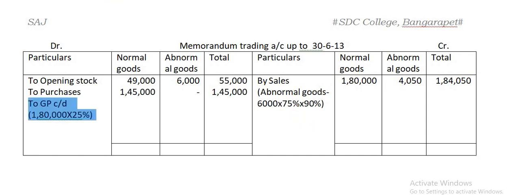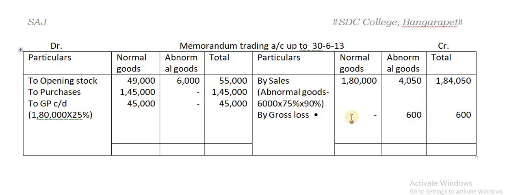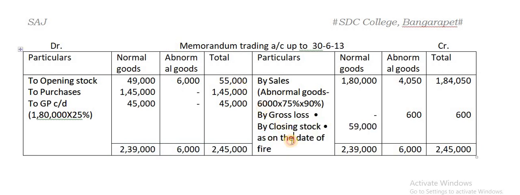Alright. Next, go for the GP. You calculate GP only on this 1,80,000 into 25%. That is how you are going to get it. Then there is a gross loss. I'll give you a working note for this, how you are getting 600. Then you can go for totaling on the debit side. The same difference you take on the credit side as closing stock as on the date of fire. Okay, so how to take up that?